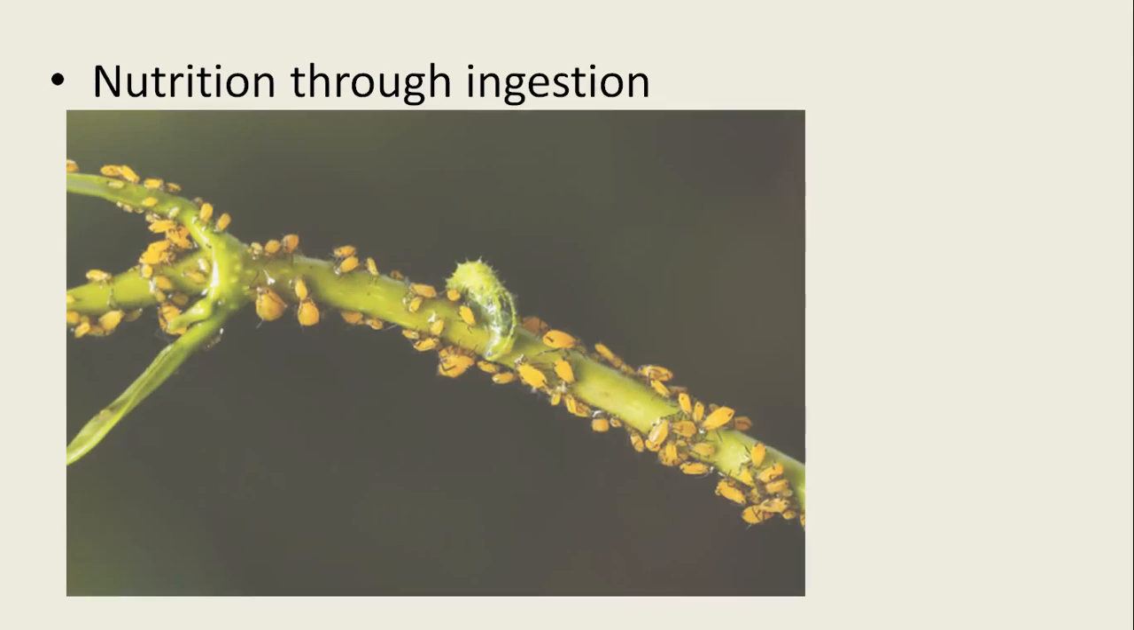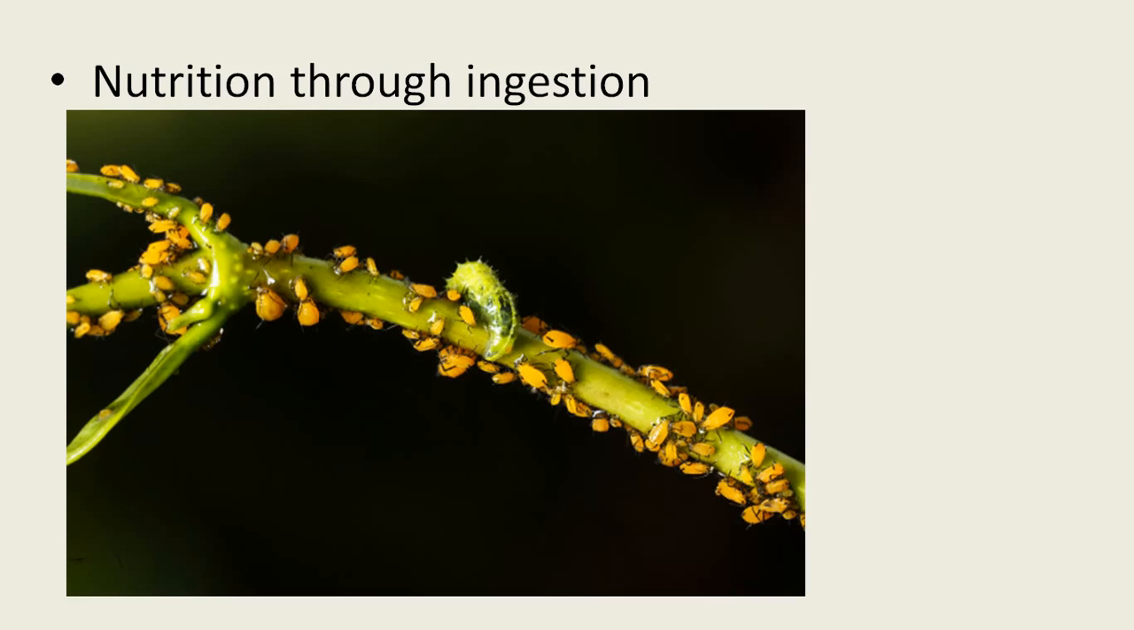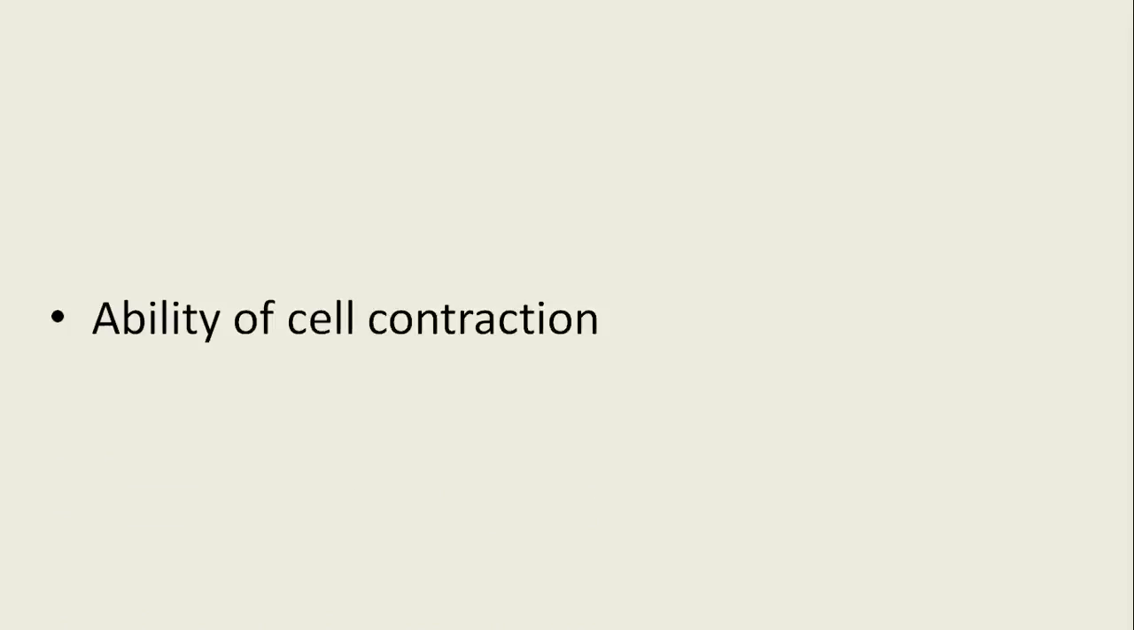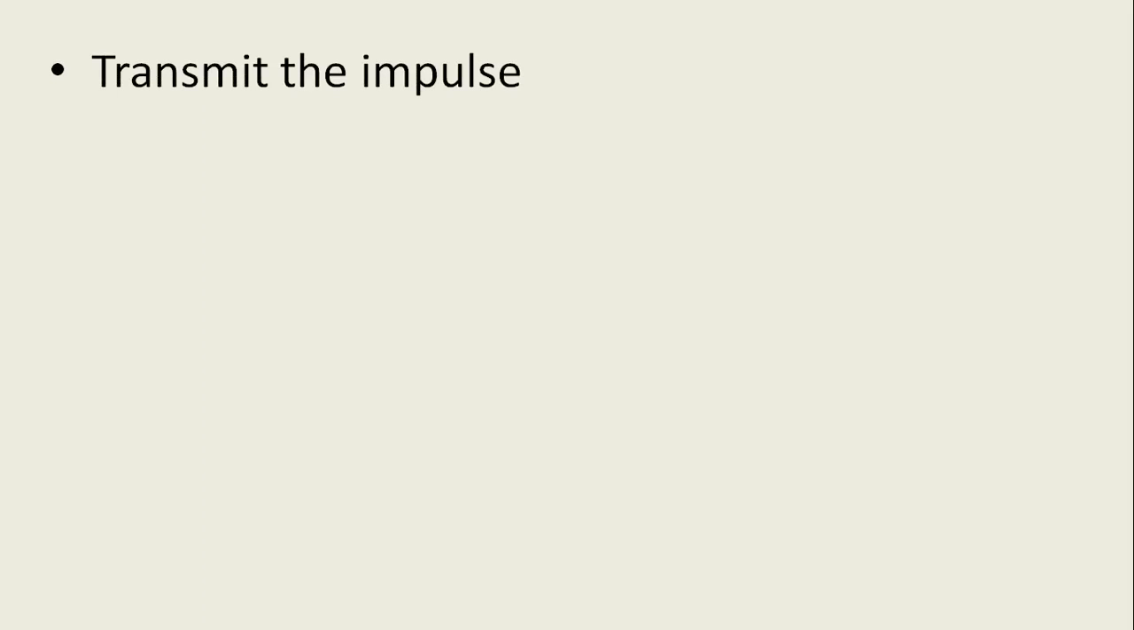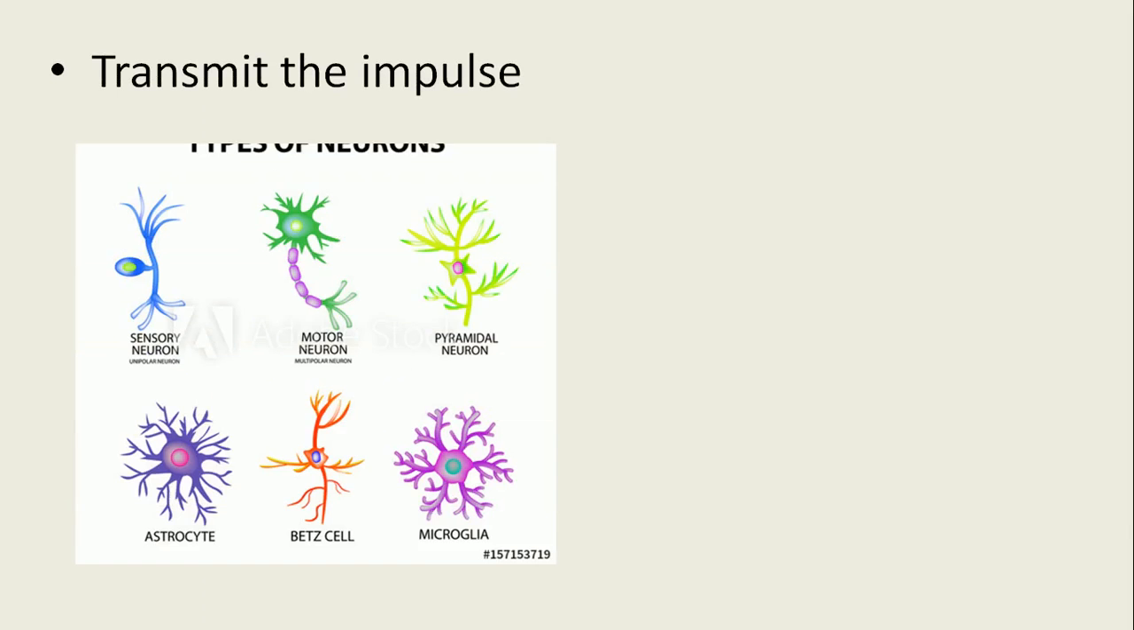Then the nutrition depends on the holozoic type of nutrition. They ingest other organisms. We can see this organism in the other pictures. We observe the organisms in ingestion, the ability of cell contraction. We have seen the pictures and the transmission of nerve impulses from one part to another.